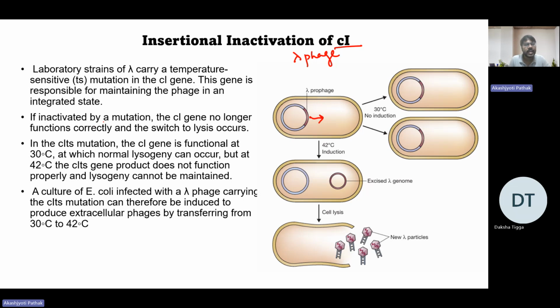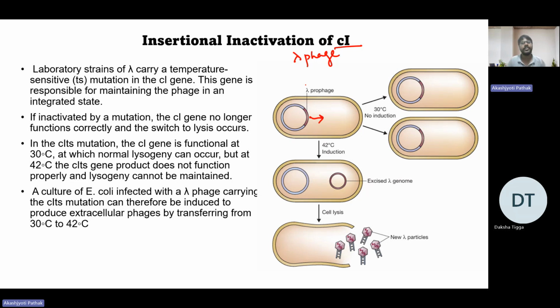If it is inactivated by mutation, then what will happen? This CI gene is responsible for maintaining the phage in an integrated state within the host genome. But if this CI gene is inactivated by some mutation, by insertional inactivation, so you have inserted your gene of interest within the CI gene, then the CI gene is no longer active.